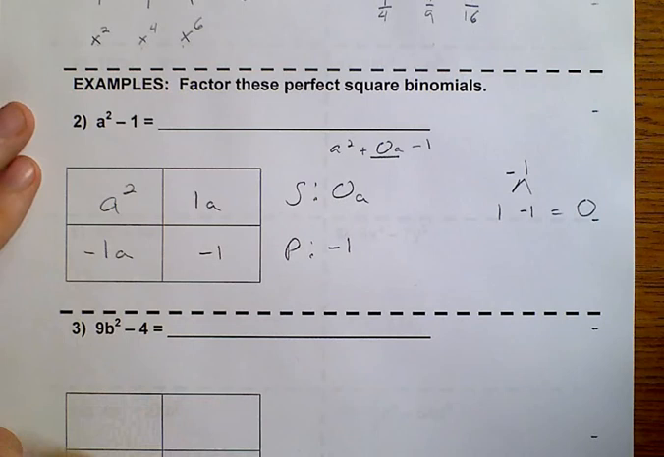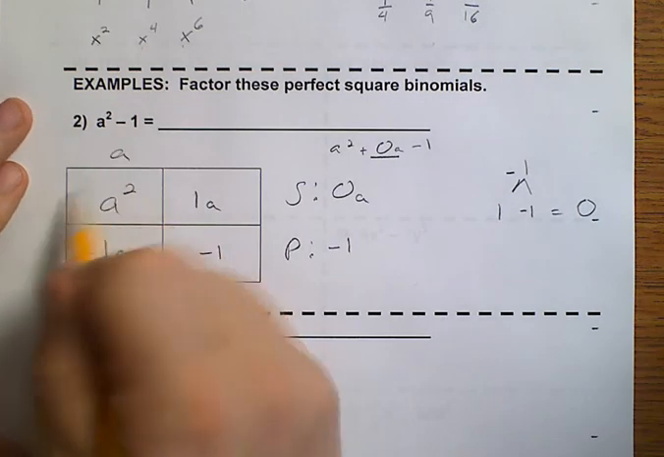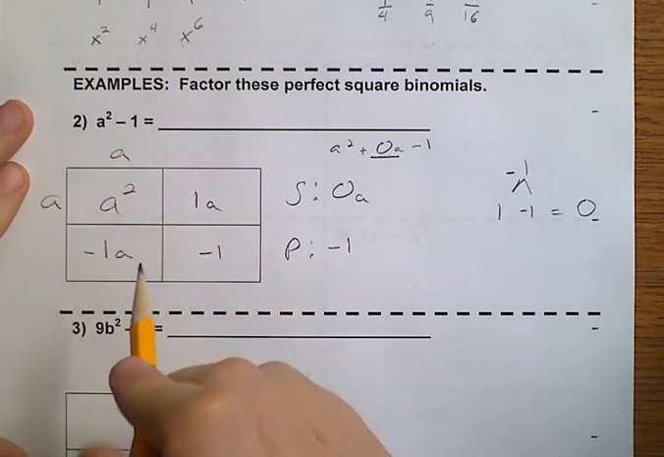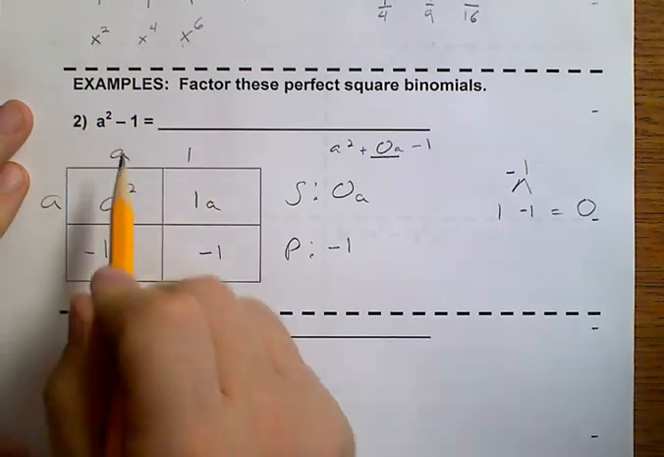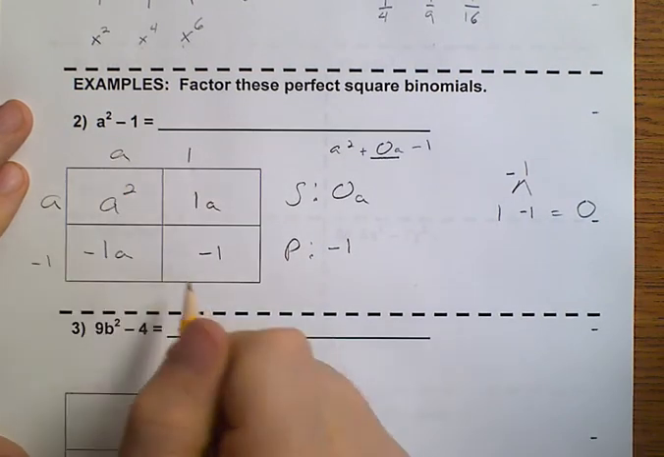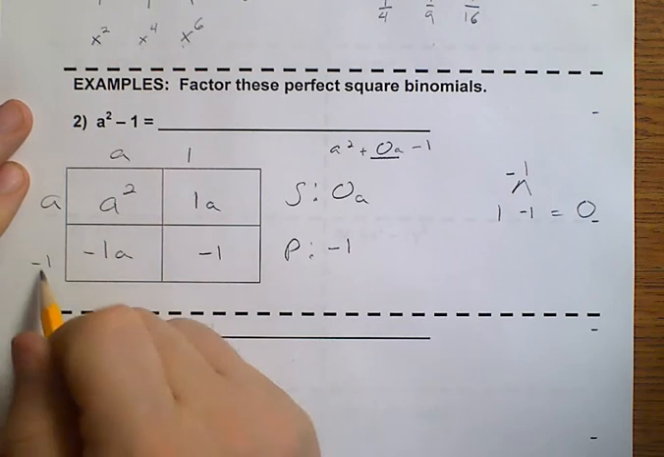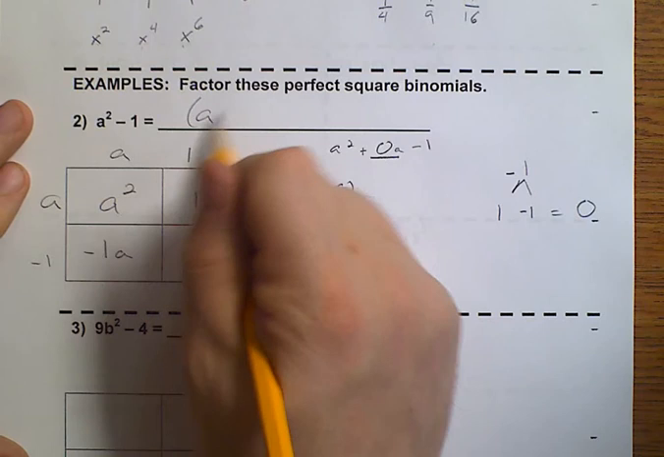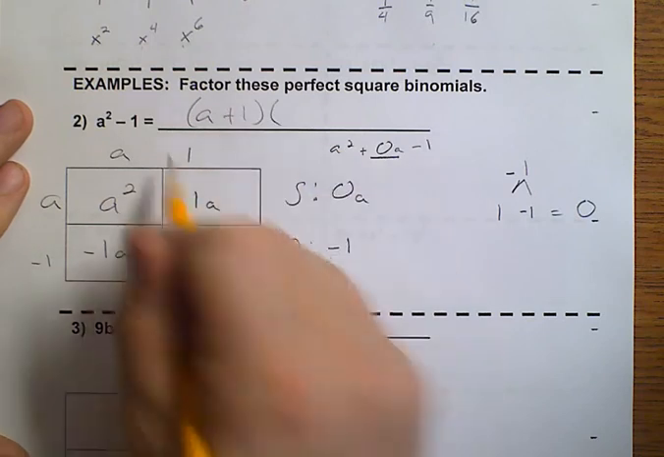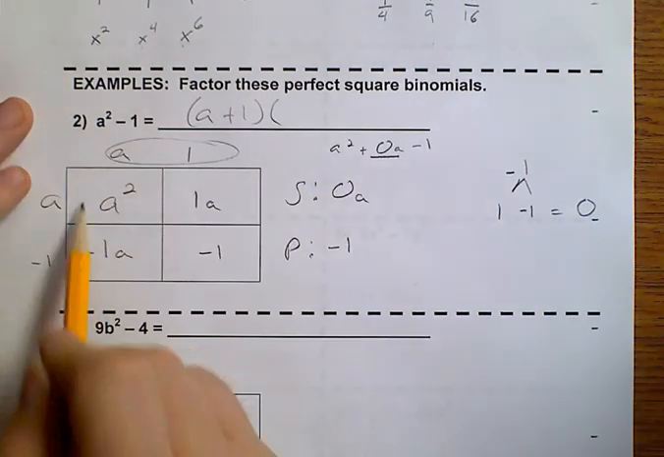The only way to get a squared is to do a times a. A times 1 gives us 1a, and a times negative 1 gives us negative 1a. And negative 1 times 1 is negative 1. So here we have a plus 1 and a minus 1.